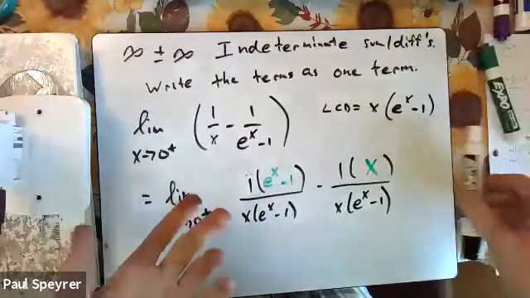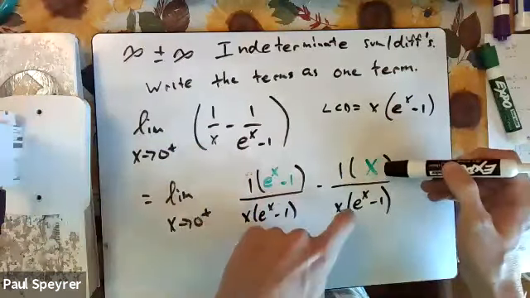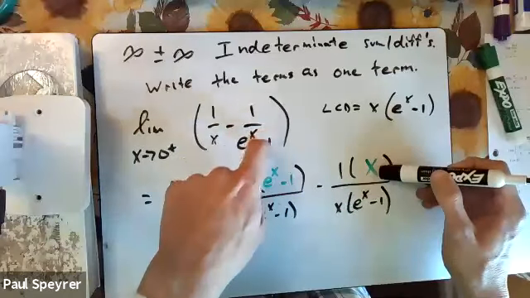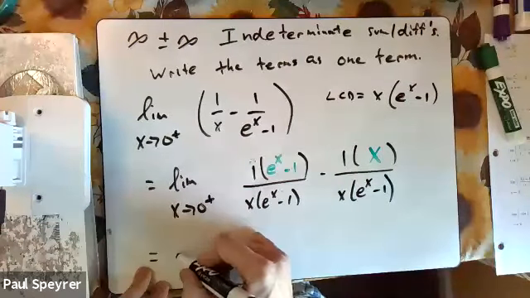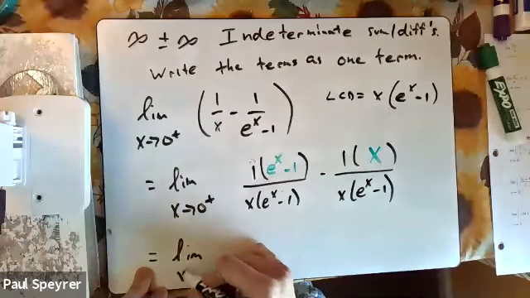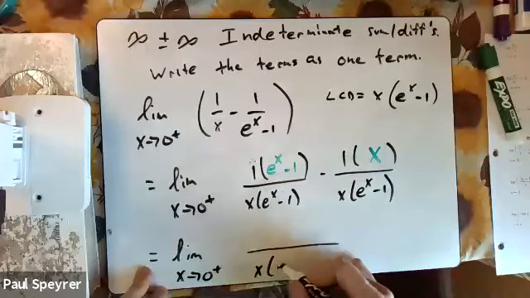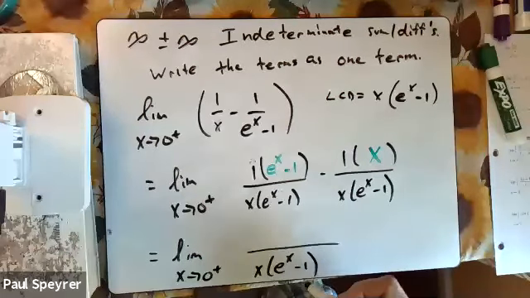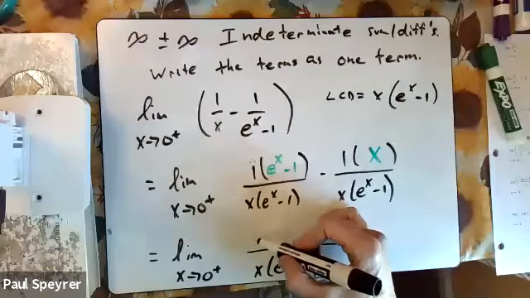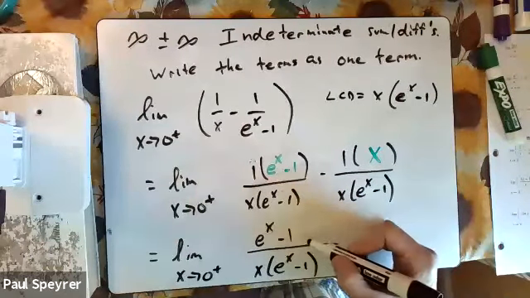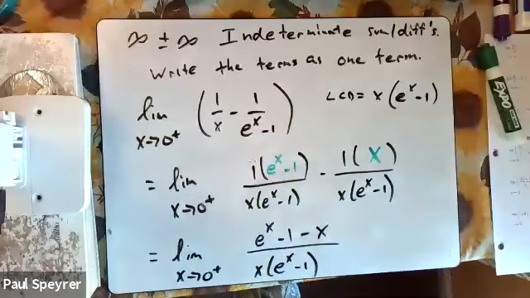And you can check the work, the equivalent fractions. If I reduce this, I get back to 1 over x. If I reduce this, I get back to 1 over e to the x minus 1. But again, why do we do that? It's because now we can rewrite it as one term, one fraction, one denominator. So I have to distribute these ones in, right? This is just e to the x minus 1, and then minus x, like that.